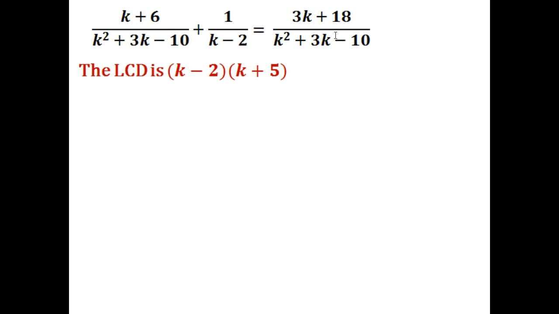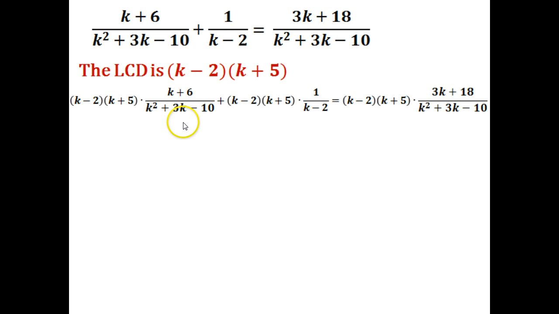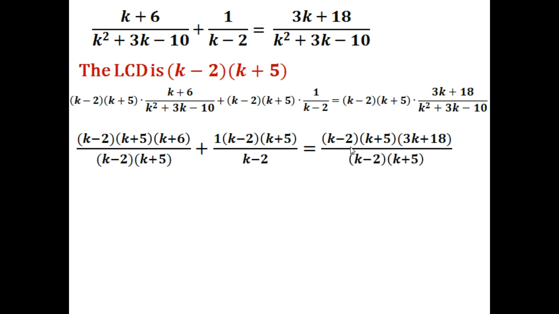So we'll do that now. I've written a little bit small, and it makes it a little hard to read sometimes, but essentially all I'm doing is multiplying k minus 2 times k plus 5 times this first section right here, and that's the section up here. Then I do that same thing, that lowest common denominator again, k minus 2 times k plus 5, times this middle section here. And then I do that again to the last section over here. Now I'm going to simplify it just a little bit, to make it easier to read.